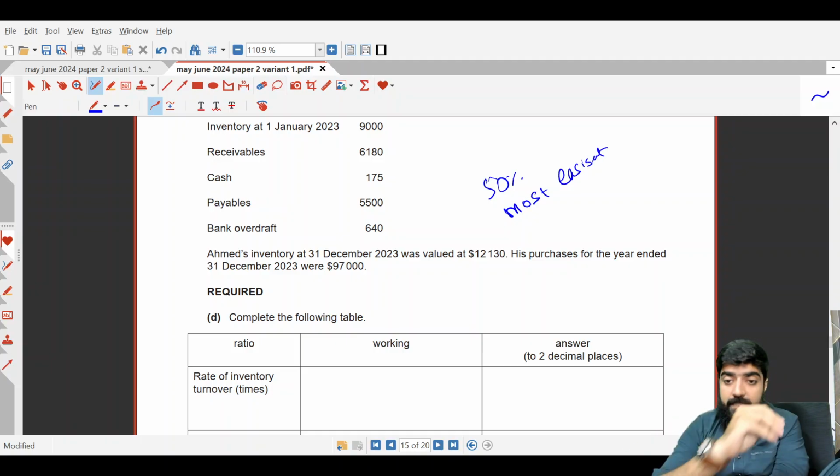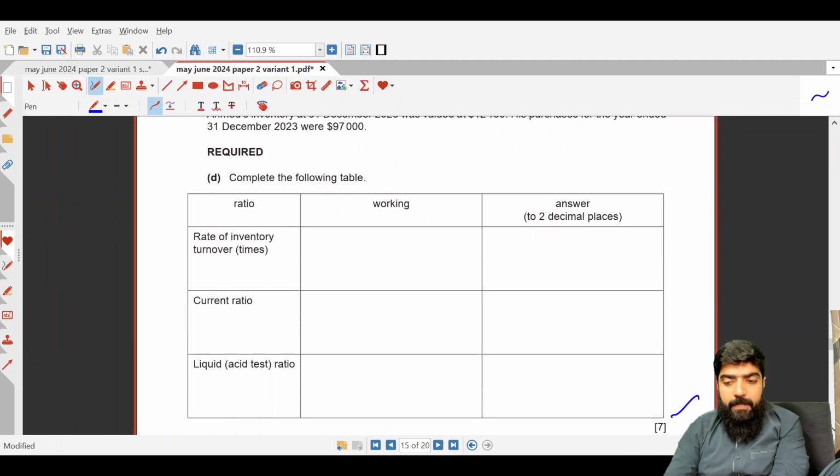50% is the easiest. The easiest marks will be hidden in your paper. Yeah, this is one of them. Are you getting the point, sir?